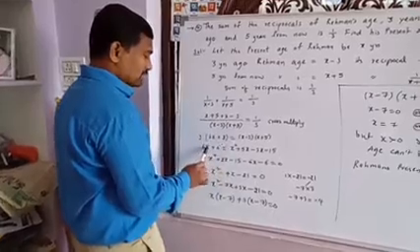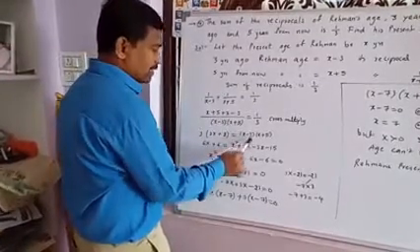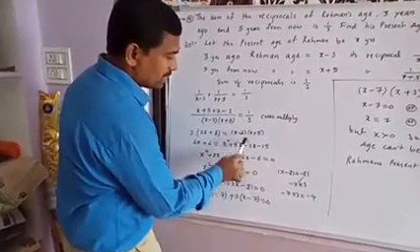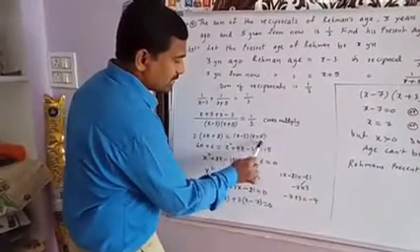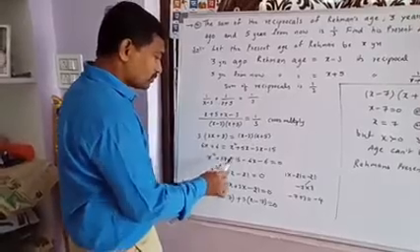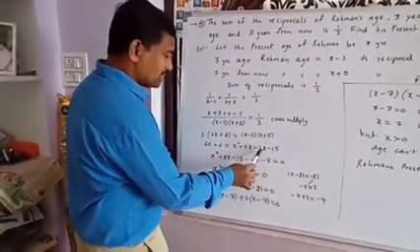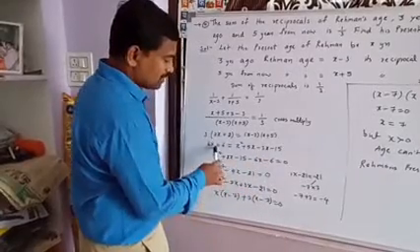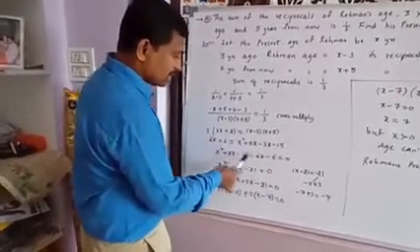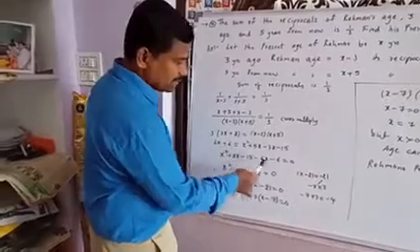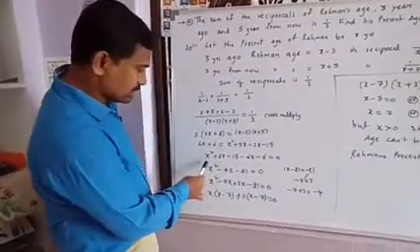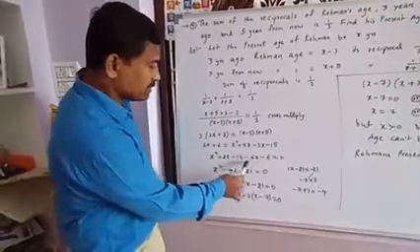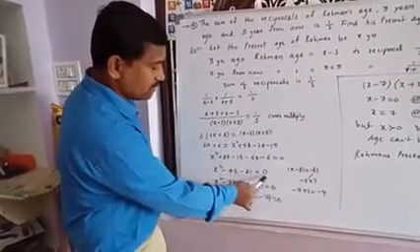Here 3 twos are 6x, 3 twos are 6. x into x, x square. x into 5, 5x. Minus 3 into x, minus 3x. Minus into plus, minus. 3 fives are 15. So x square plus 5x minus 3x is 2x, minus 15. Take all terms to the right side. Transpose these two terms: plus 6x becomes minus 6x, plus 6 becomes minus 6. So x square plus 2x minus 6x is minus 4x, minus 15 minus 6 is minus 21, equals 0.